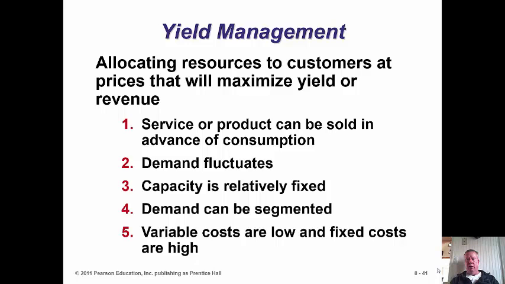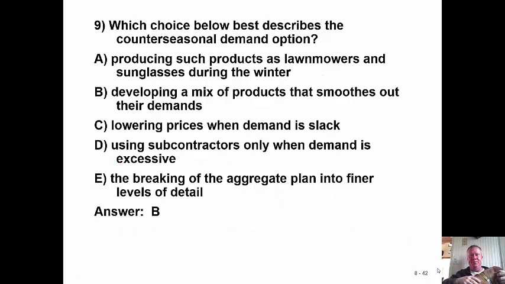Variable costs are low, fixed costs are high. So the difference there is that when the variable costs are low, back to the hotel example, does it cost the hotel any more to put another person in the room, or even more so with an airline? Does it cost any more to put another passenger on board?